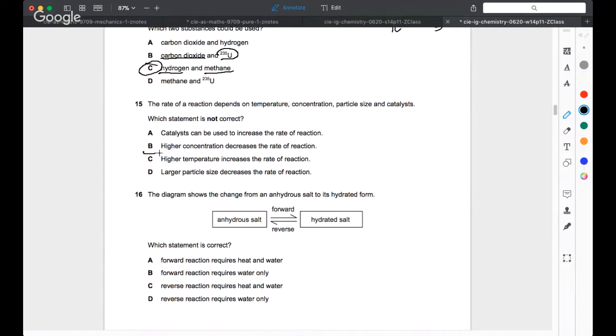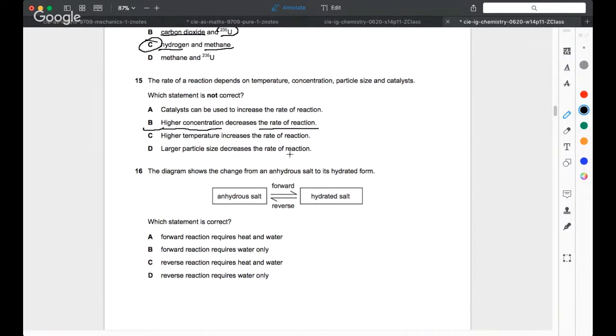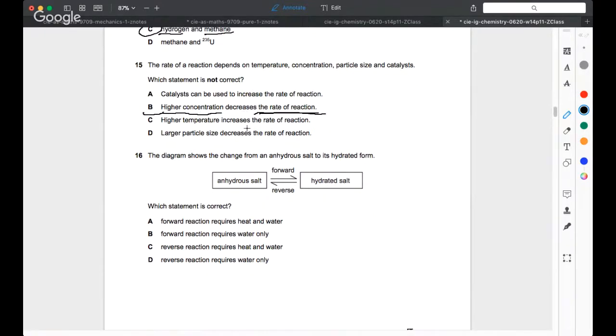Number 15. So B is not right, because generally a higher concentration will lead to a higher rate of reaction, because you've got more particles. So you have a higher rate of collisions between the particles, which will increase the rate of the reaction instead of decreasing it.